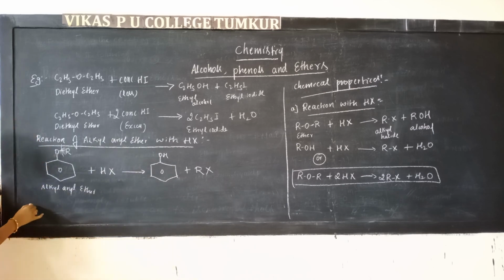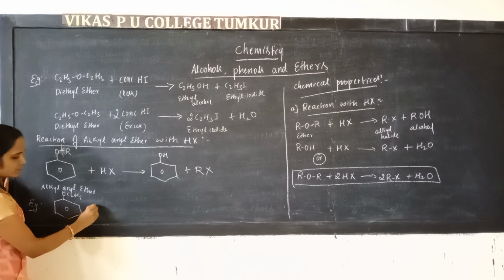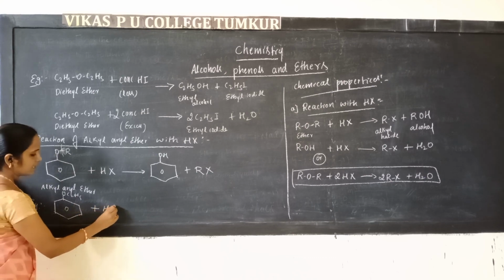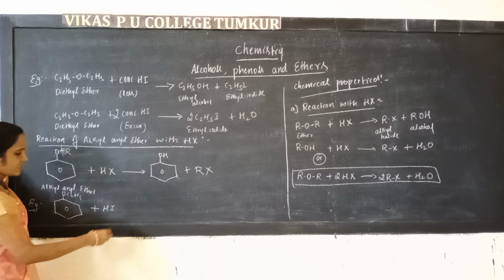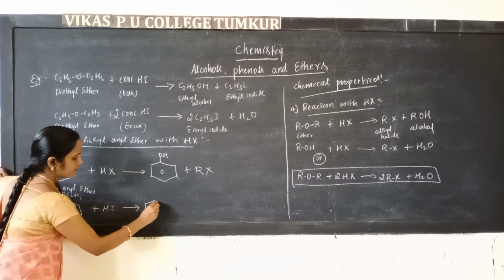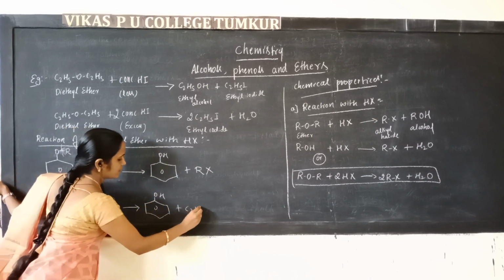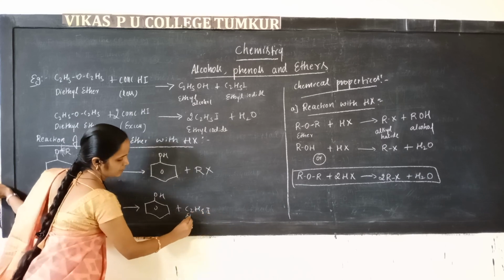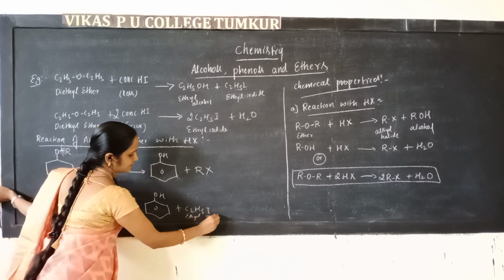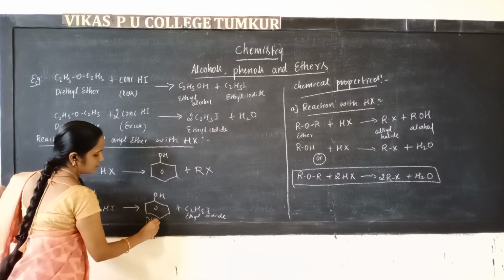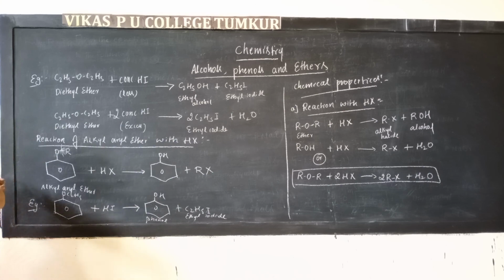If you need, you can take an example. If you take ethyl phenyl ether, that is OC2H5 attached to benzene, this we call ethyl phenyl ether. It is going to be treated with hydrogen iodide. At that time we are going to get phenol plus C2H5I, that is ethyl iodide. Phenol and ethyl iodide we are going to get.